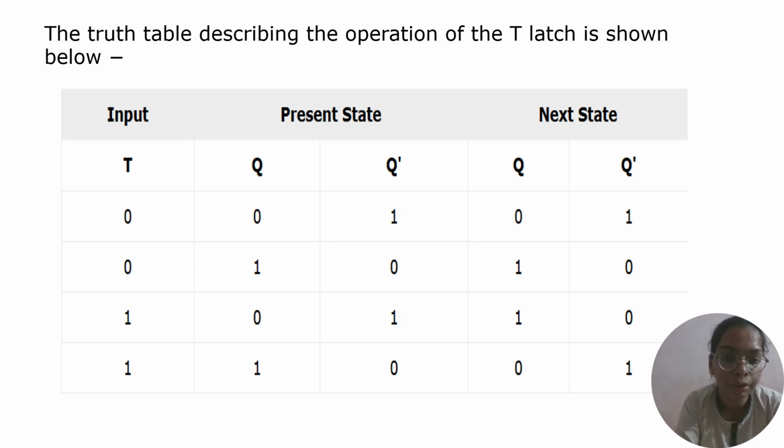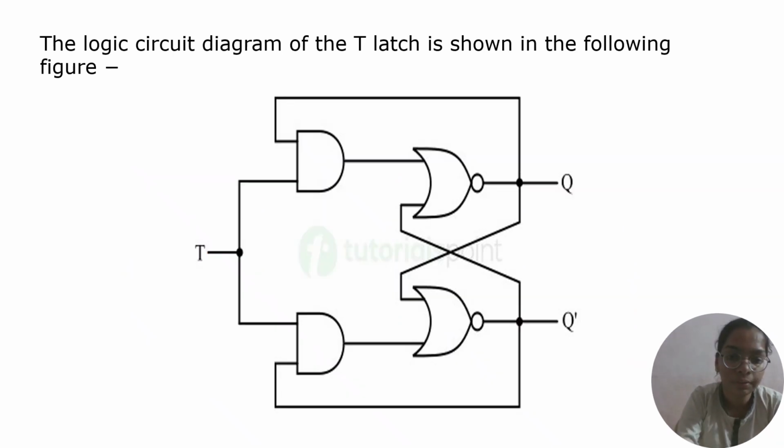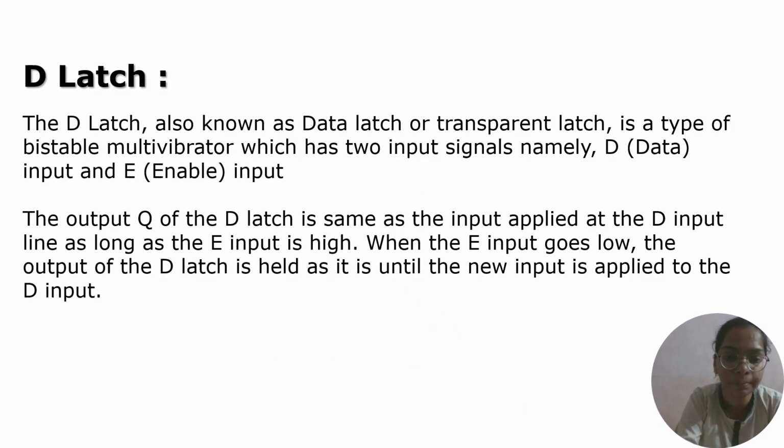For 0 input, the output is 0. For the output 1, the state is toggle. The logic circuit diagram of T-latch is shown in the following figure.